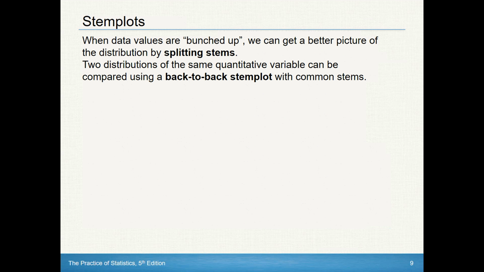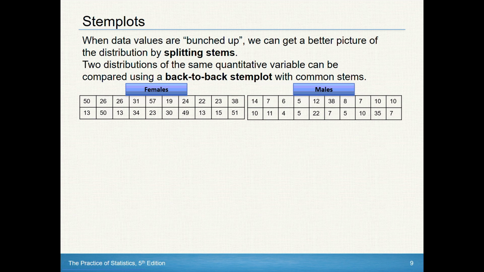Now, sometimes the data is kind of bunched up, and if that's the case, we want to split those stems so that we can better see the shape. And also, if we're trying to compare distributions, we want to do back-to-back stem plots with common stems. So let's say we're trying to compare the females and the males in this situation here. So we have our female data of number of shoes and a similar data set for males. So the first thing we want to do is understand what it means to split the stems, because we can't see the shape of the males' distribution too well because most of them are on the lower side. So we split them.